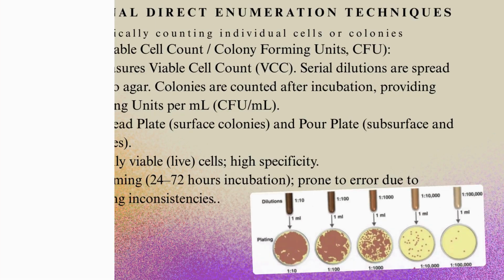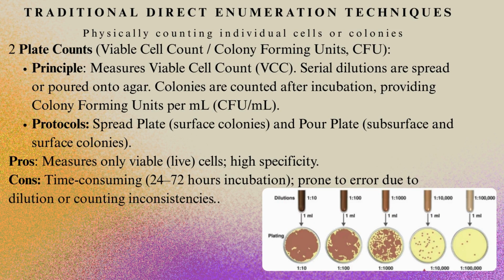Next, we have plate counts, also known as viable cell counts or colony forming units. This is a classic method that measures only the living viable cells. You take a serially diluted sample and either spread it on the surface of an agar plate or mix it in with the molten agar. After incubating for 24 to 72 hours, you count the colonies that have formed. The big advantage here is that it only measures living cells, but as you can imagine, it's very time consuming.